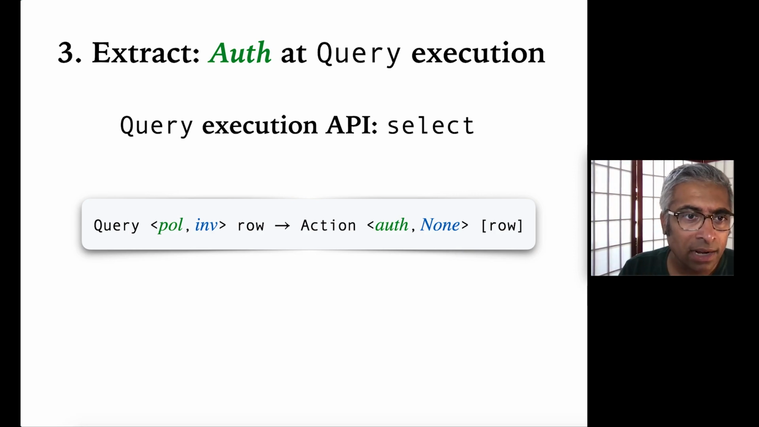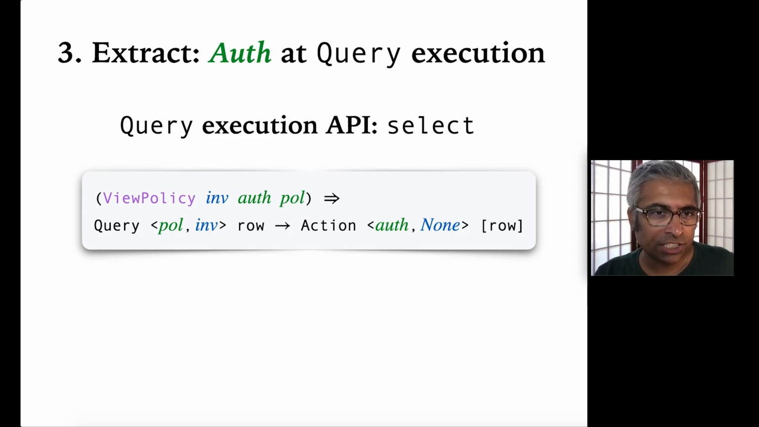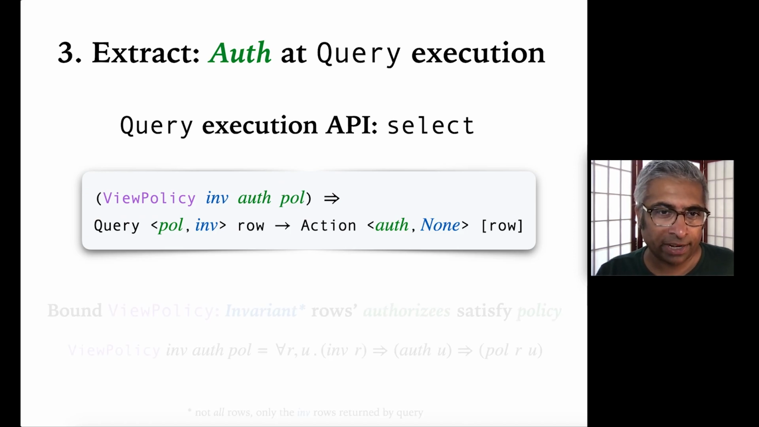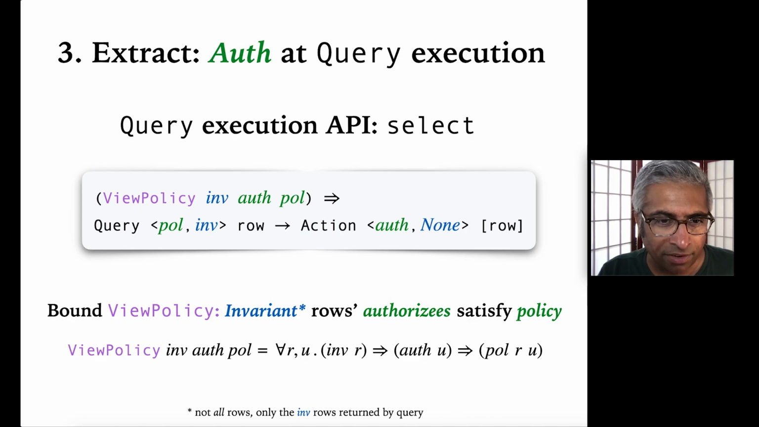But we are going to add a constraint, one of those refinement bound constraints, that's going to make sure that a particular relationship holds between the invariant, the auth predicate, and the policy. Specifically, we are going to require that all the rows that satisfy the invariant are authorized as long as they satisfy the particular policy corresponding to the query. Okay, so the important bit here is that all the rows need not be viewable, just those rows that actually satisfy the invariant and therefore may be returned by the query.